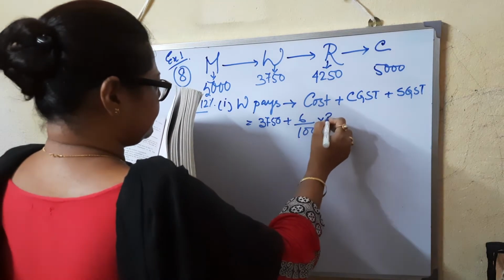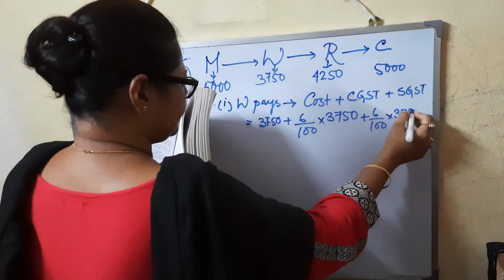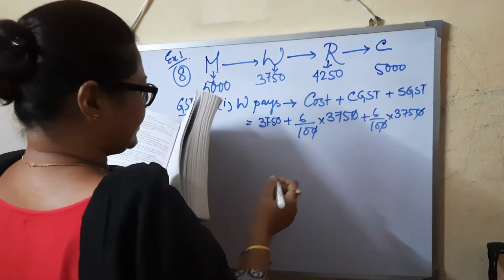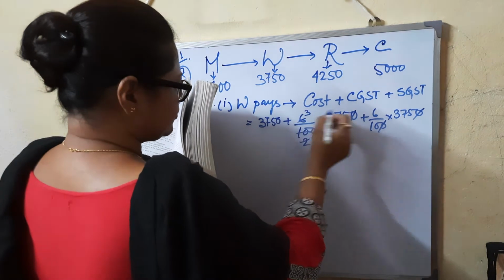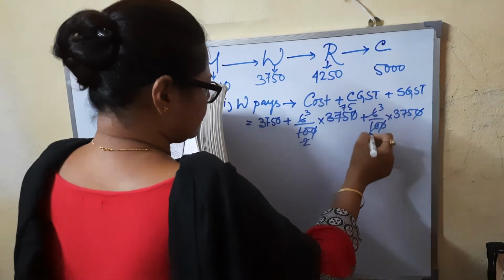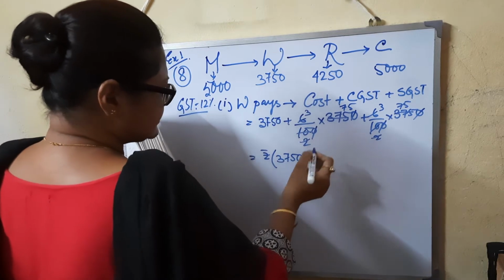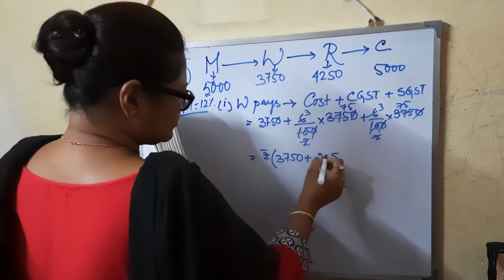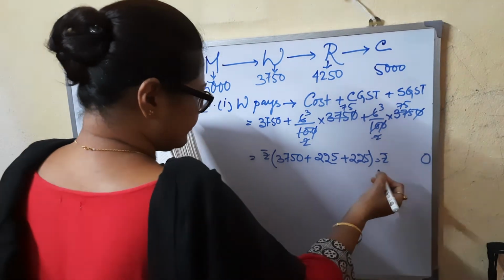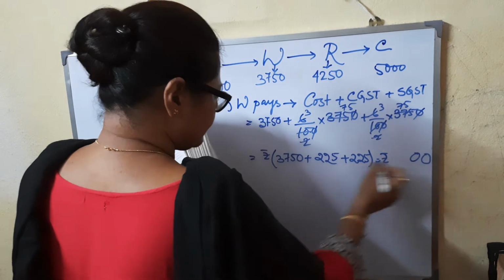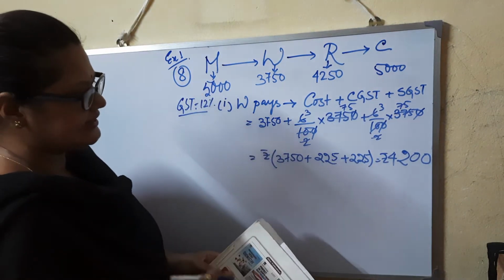So 6% of 3750 plus 6% of 3750. Okay. Plus, so I'm getting 4,200. So this is what the wholesaler pays.